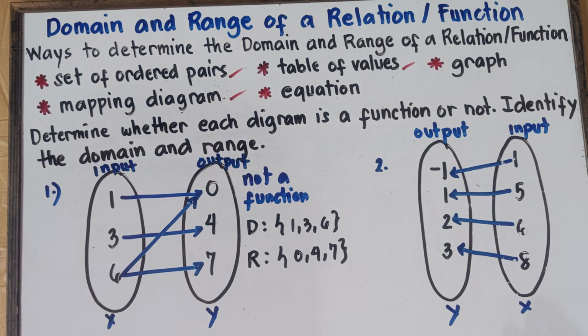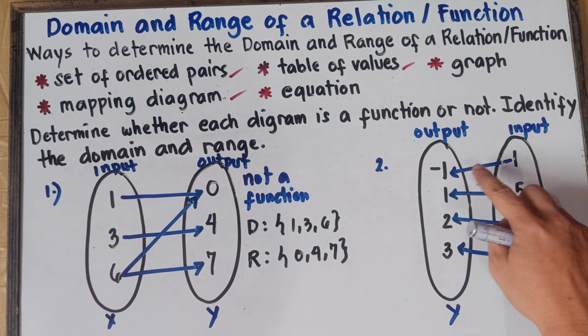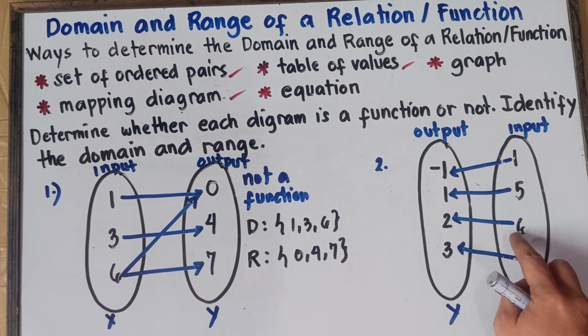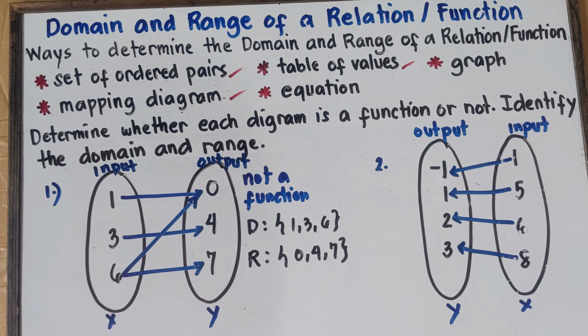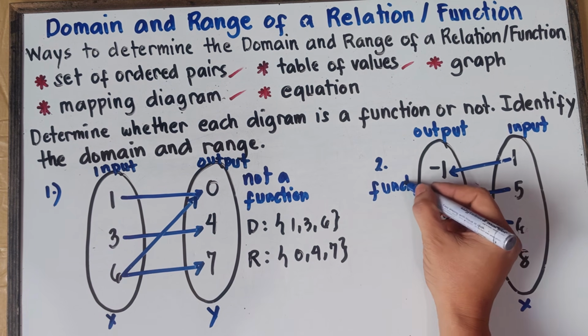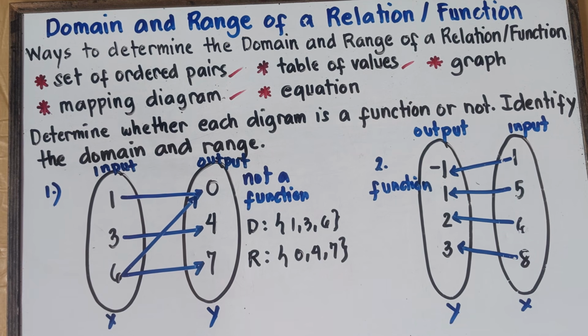This will be a function because one input corresponds to exactly one output. Only one arrow, class, with regards to the input. Therefore, this will be a function. So number 2 is a function.